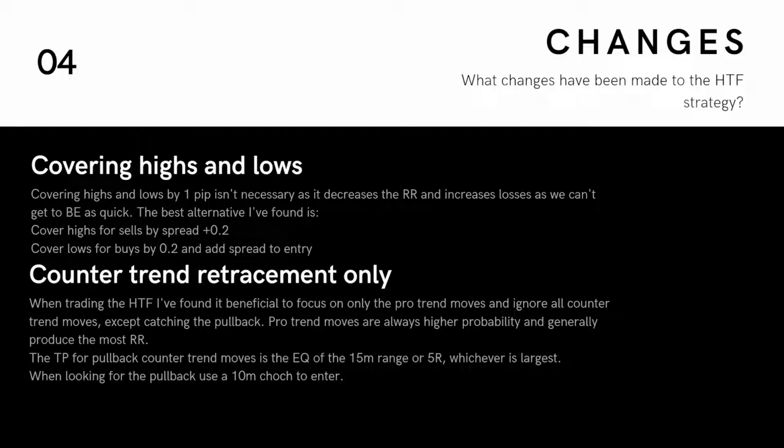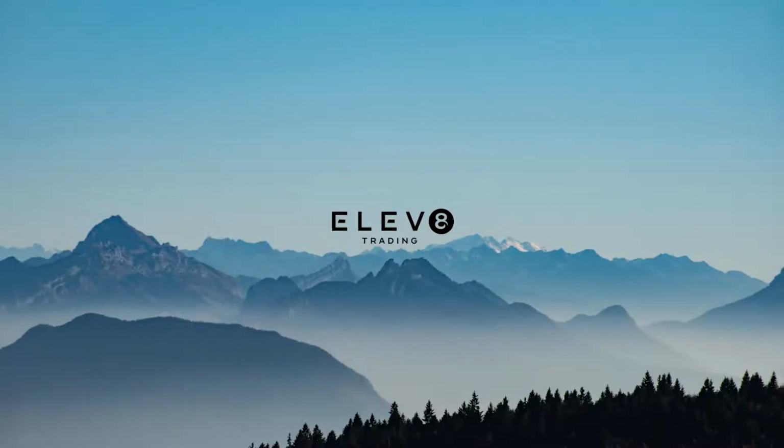So when price goes past a swing point, we can then look for a pullback on the 15 minute, and we can look for a 10-minute change of character to enter there. Otherwise, I'm not going to be taking a single counter trend trade. It's literally going to be pro trend trades. So the TP for these pullback trades will be at the EQ of the 15-minute range, or 5R, whichever is largest.